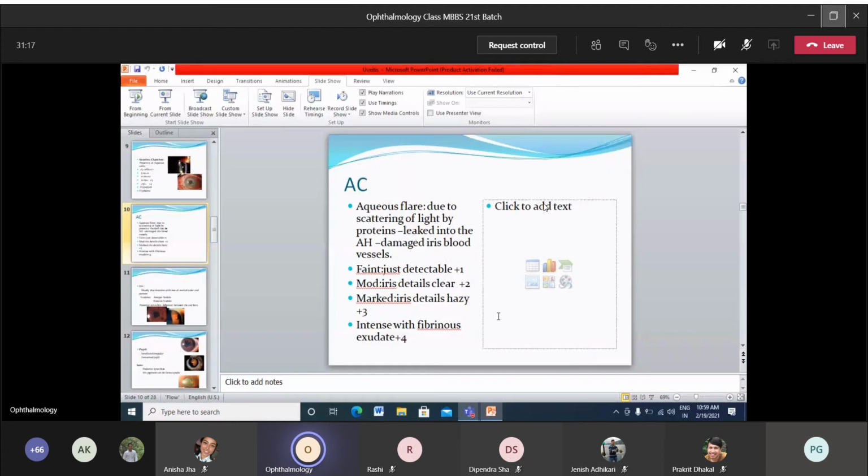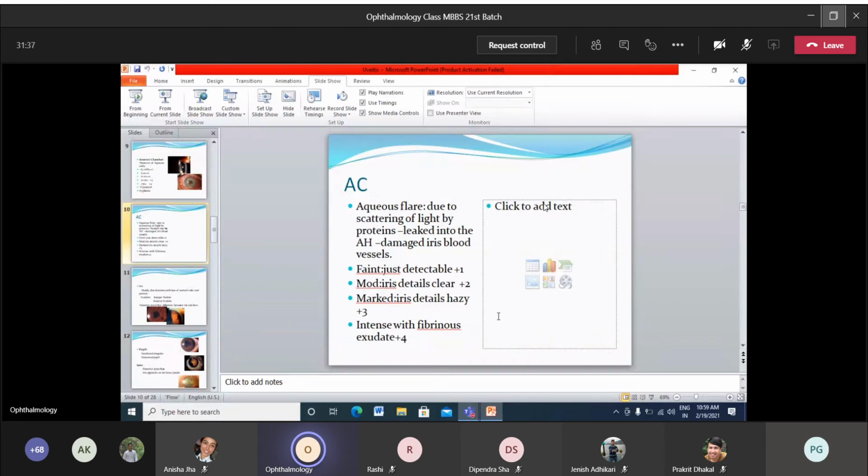Moderate is iris details. You can still see the iris details clearly. That's +2. Iris details are hazy. That is +3 of flare, and intense with fibrinous exudate. So if there's a lot of exudate in the anterior chamber, then that is grade 4 of flare. Okay, so the anterior chamber is very important.